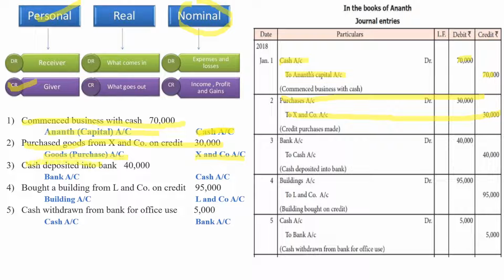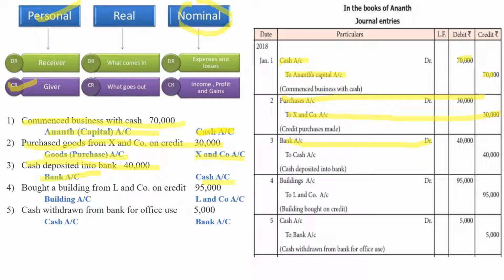Cash deposited into the bank $40,000. Two accounts are affected, bank account and cash account. Bank account is a personal account, an artificial personal account. Here the bank is receiver or the giver? Bank is the receiver because you took some money to the bank. Hence the bank would receive that money. That's why bank is debited.